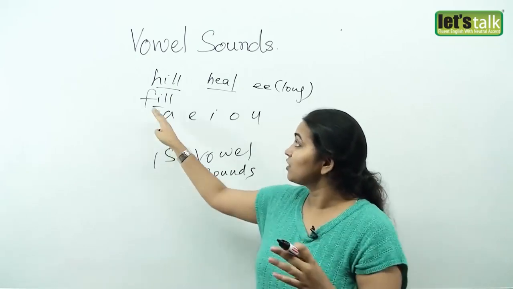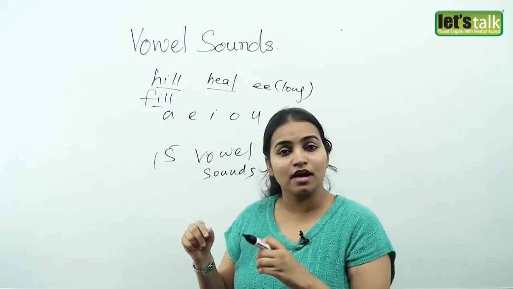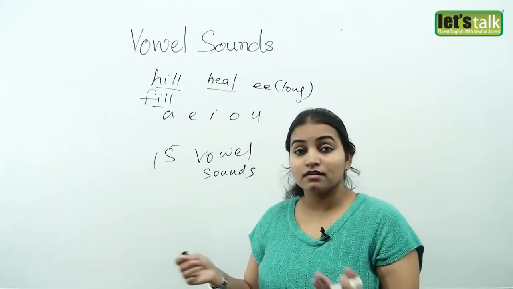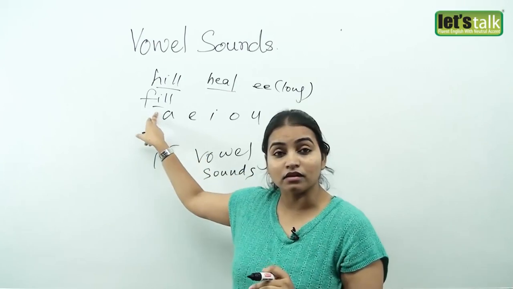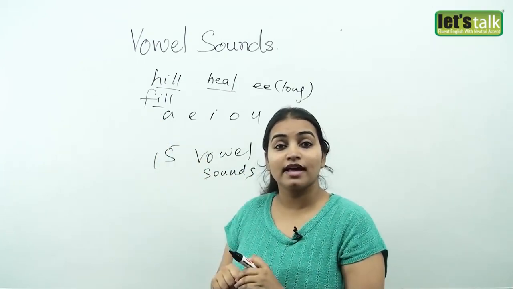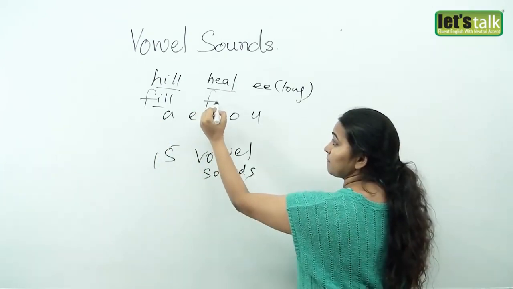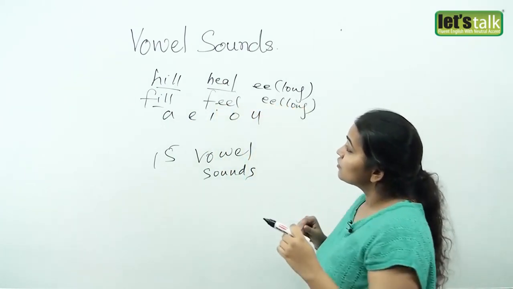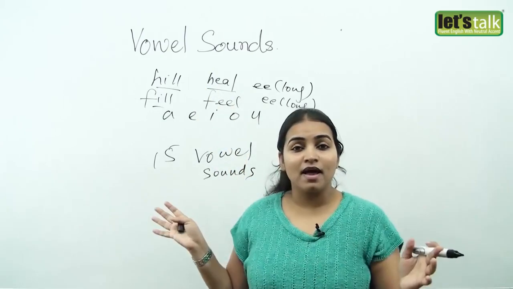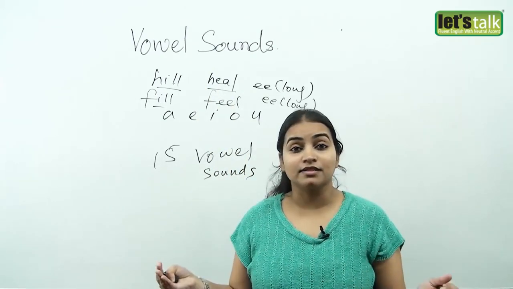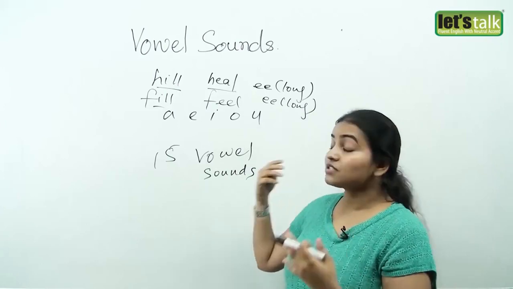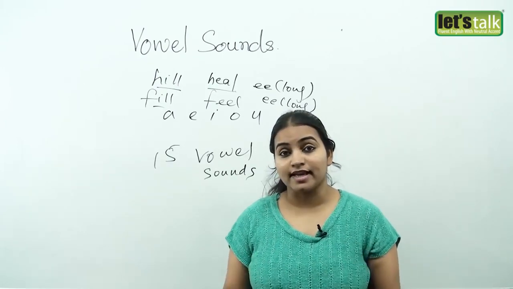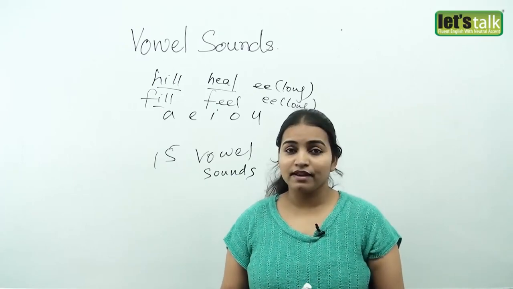Well, let's do that again. It's a hill, a short "ih" sound, and a heel, a long E sound. Consequently, you have a fill, a short "ih" sound, and a feel, which is a long E sound again. So these words all have completely different meanings, but their pronunciations are also different, and you use them in different contexts. So let us identify the main vowel sounds.